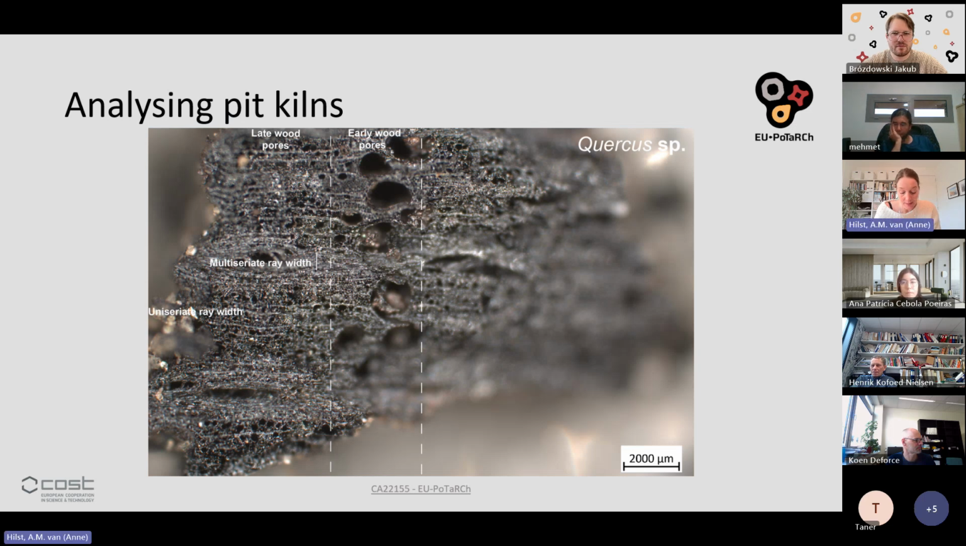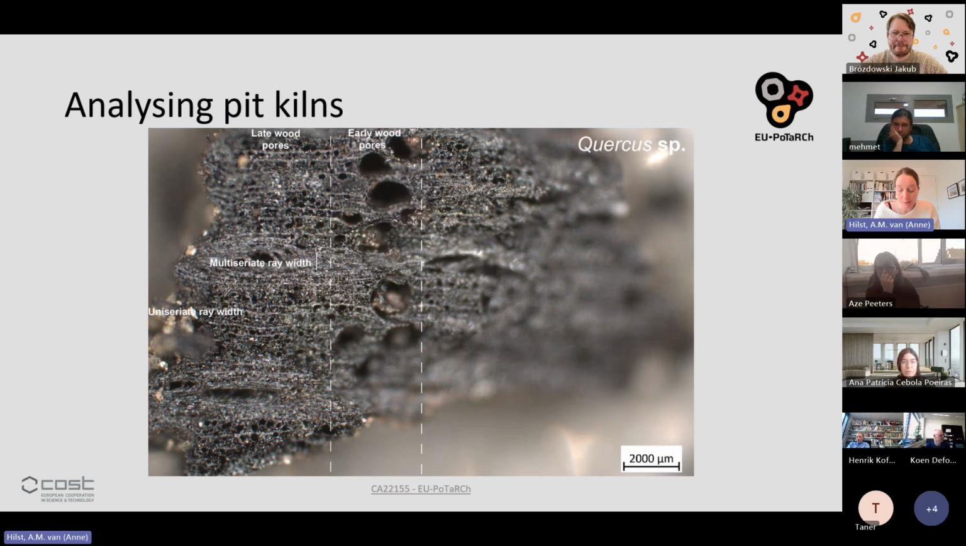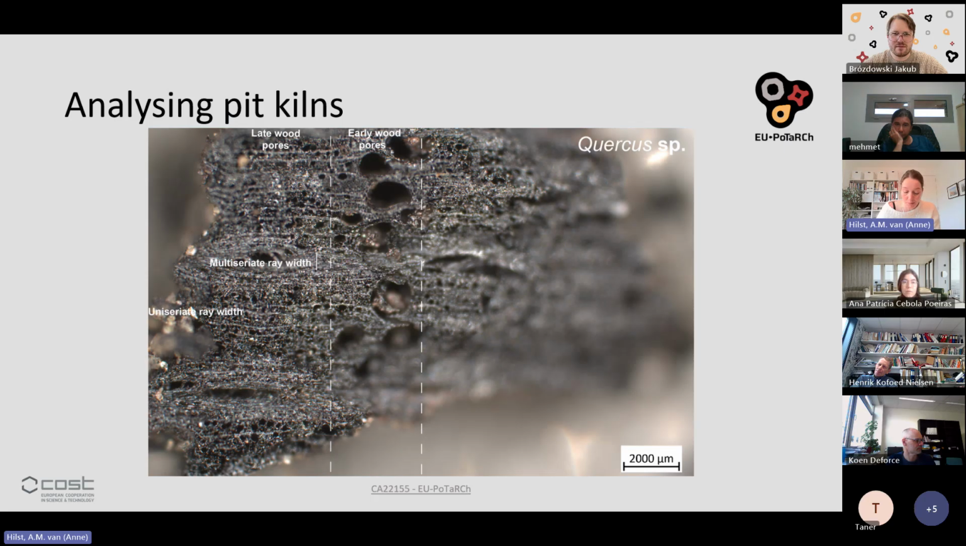So this photo we took in the lab shows a transverse section of oak. And oak is very recognizable. I learned it has large early wood pores, smaller late wood pores, a typical flame-like pattern, and both single rays and multiseriate rays. So in the dated pit kilns from the Netherlands and Belgium, oak is by far the most commonly used taxon.